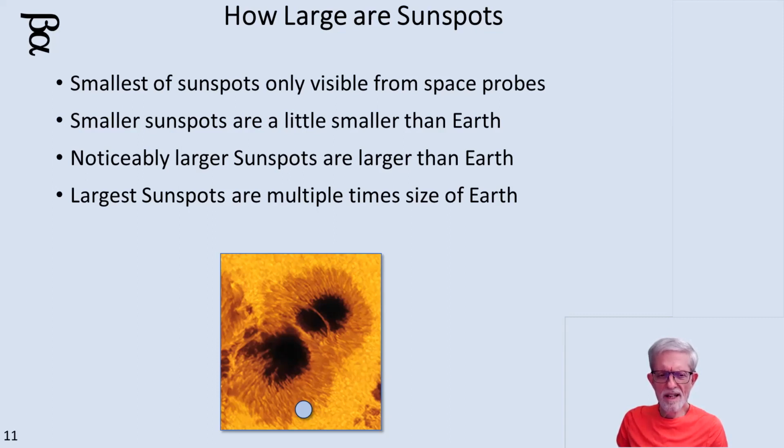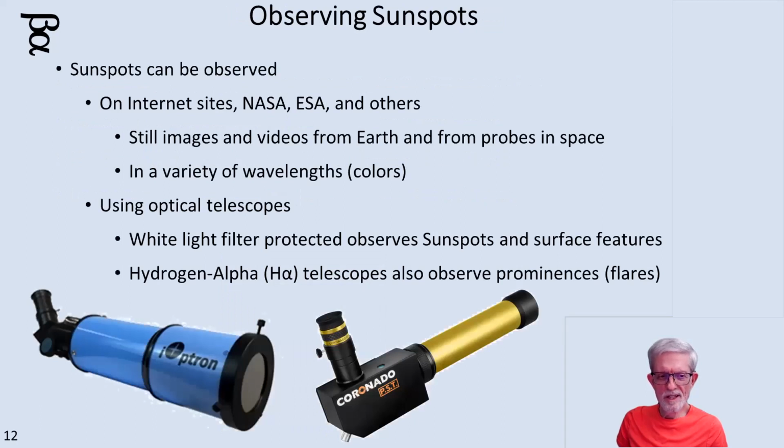But typically they're larger than the Earth, and the largest groupings of sunspots are many times larger than the Earth. And for perspective, I took one of the SOHO sunspot images and I plopped down a little gray circle that's roughly the size of the Earth. Sunspots be big. So how do you observe sunspots?